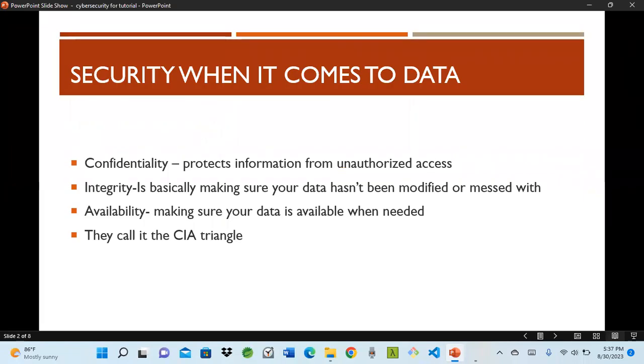All right, so there's this thing called the CIA triangle, and the C is for confidentiality, the I is for integrity, and the A is for availability. Confidentiality is basically protecting your information from unauthorized access. Integrity is basically making sure your data hasn't been modified or messed with in any way. Availability is just making sure that it's there. So think about if you were hit with a denial of service attack or your internet went out, basically your Wi-Fi. Basically, we're talking about your data being available whenever you need it.